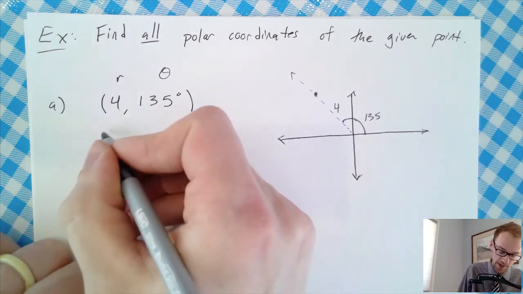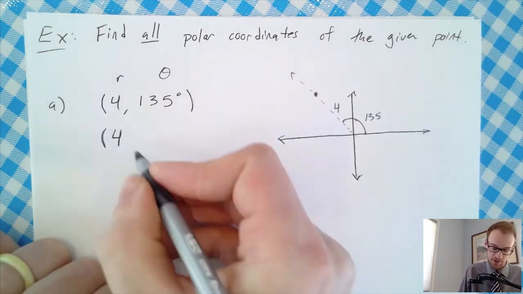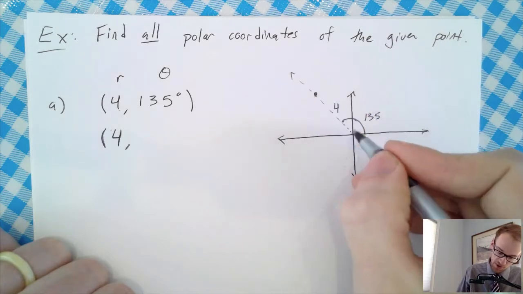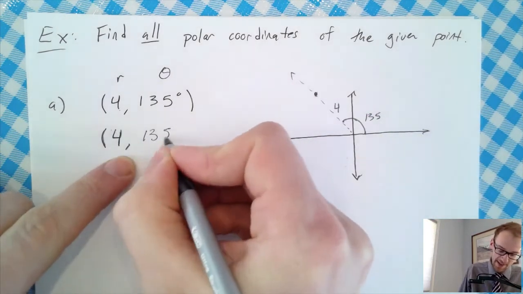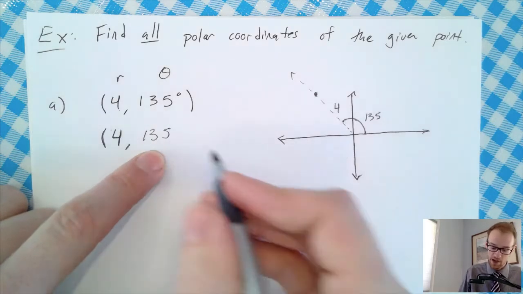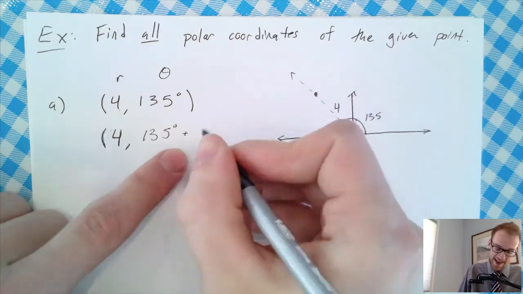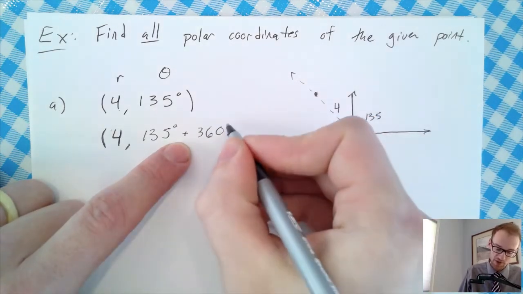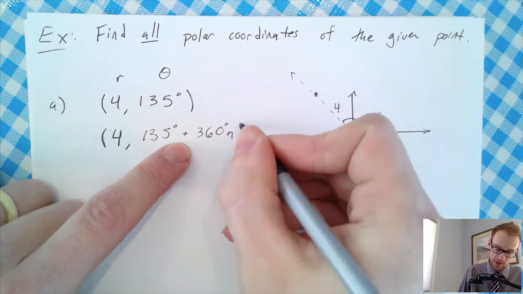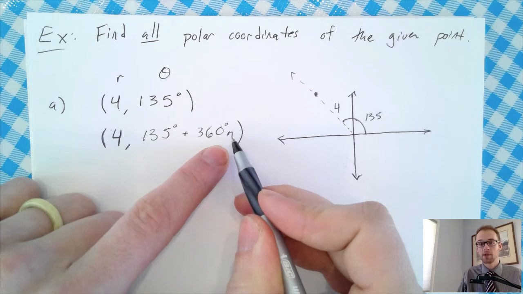So how do we write that? Similar to how we did when we had multiple solutions for trig equations. My radius is still 4 away from the origin, but 135 is not the only angle that will get me there. I could also be 135 degrees plus any multiple of a full turn, 360 degrees times n. And as long as n is a positive or negative whole number, we're okay.